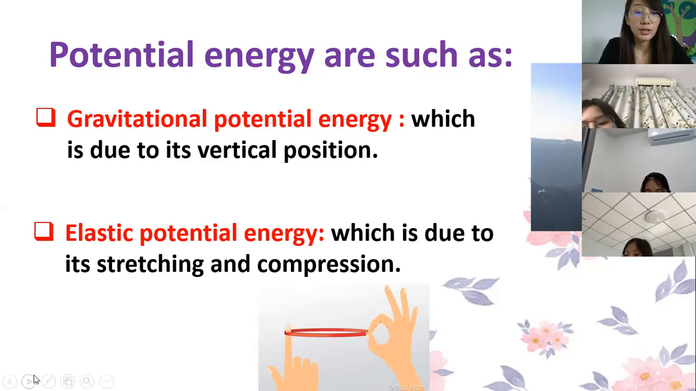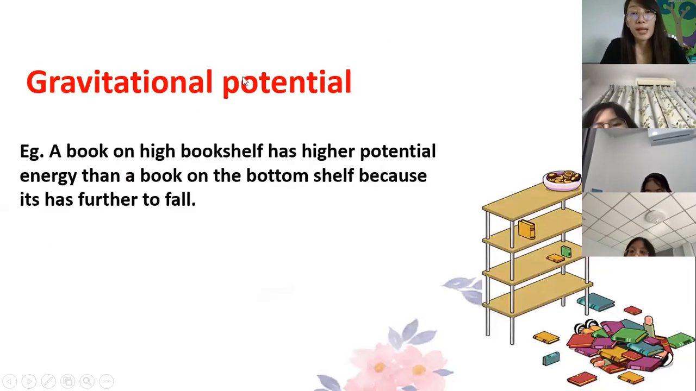Okay. Now, let's see another example of gravitational potential energy. The example can be a book on the shelf. A book on a high bookshelf has higher potential energy than a book on a bottom shelf because it has further to fall. Let's see, the book on the shelf, right? The higher level of the book, right?